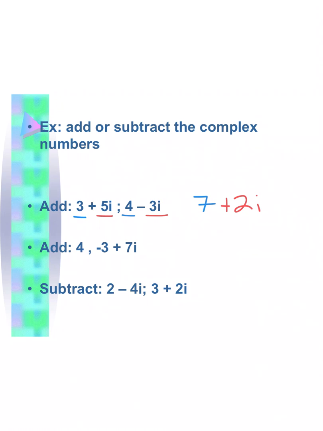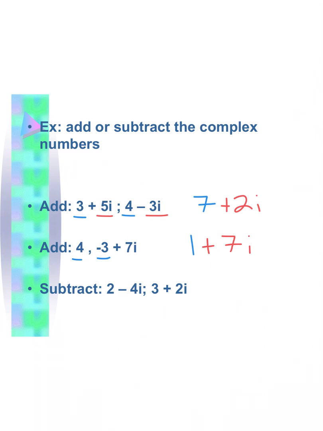If I look at my next example, we have 4 and then negative 3 plus 7i. Again, we're going to focus on combining the real together. So I have a 4 and a negative 3. If I add those together, we get 1. For the complex portion, we don't have any i values here for our first expression. For the second one, we do have a 7i. So when I add them together, I simply just get plus 7i.